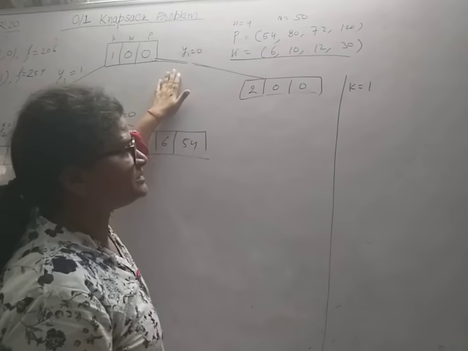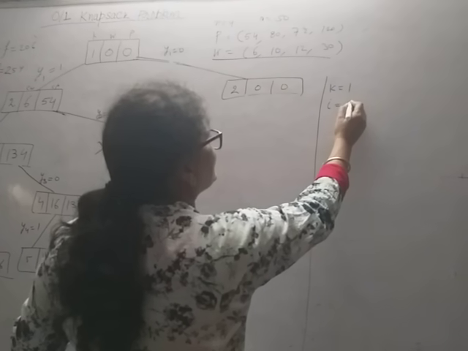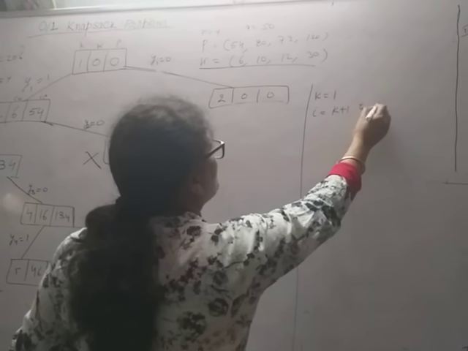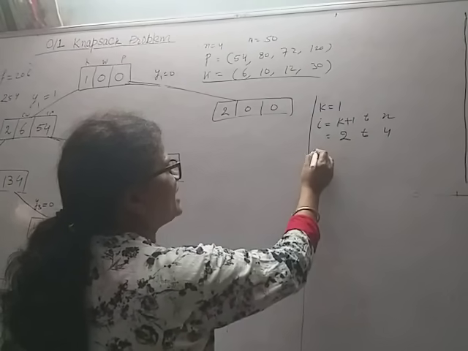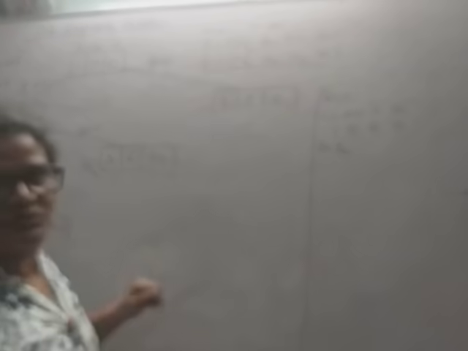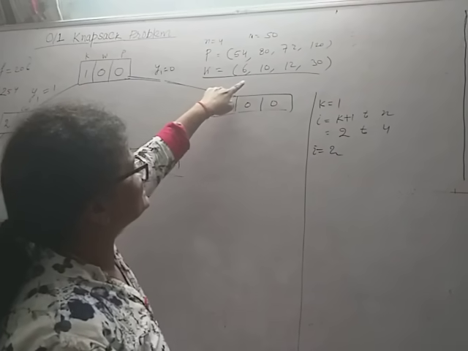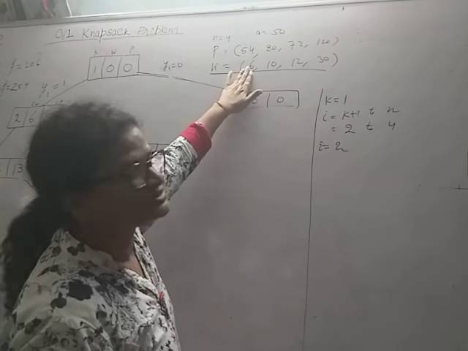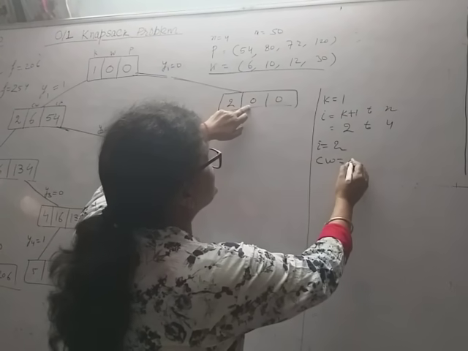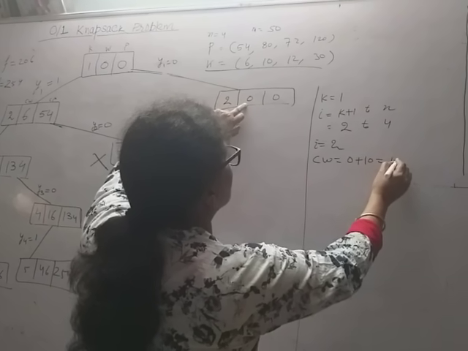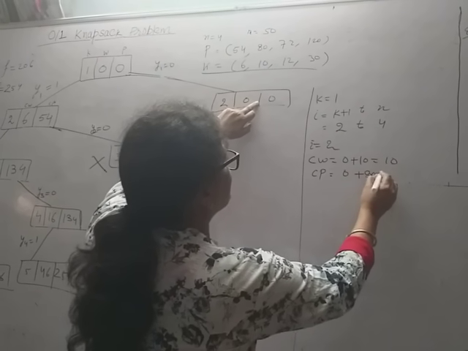So how many objects are left now? 2 to n. Okay? So the i will range from where to where? k plus 1 to n. Here this is 2 to 4. Okay? So first take i equal to 2, which means the second. When I am taking the second one, the first one is excluded. So the current weight is 0 now: 0 plus 10 equal to 10. Current profit is 0 plus 80 is 80.